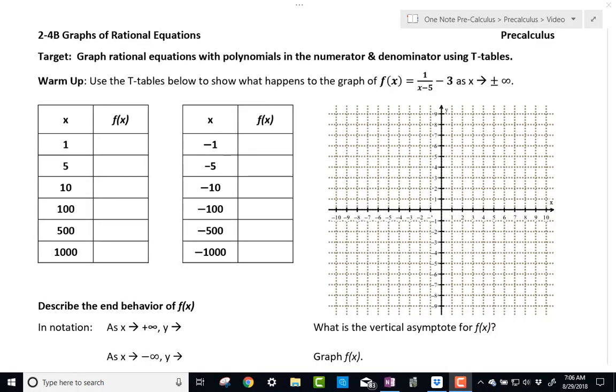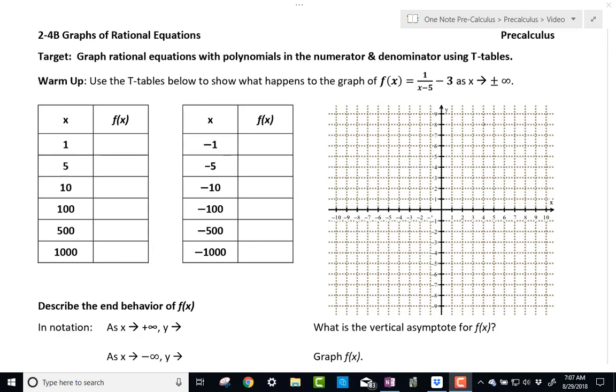All right, so we're going to pick up again with graphs of rational functions. In the warm-up here, it says use t-tables to show what happens to the graph of f of x as x goes to positive or negative infinity. So basically all we're asking you to do is start plugging in numbers that get bigger and bigger and bigger and show what happens as x gets bigger and bigger.